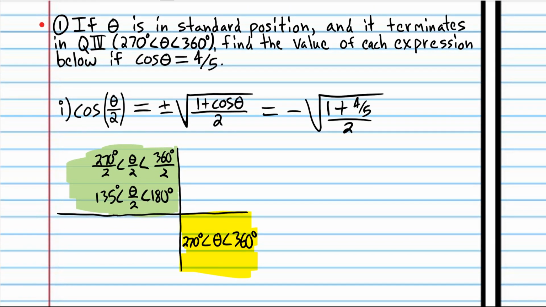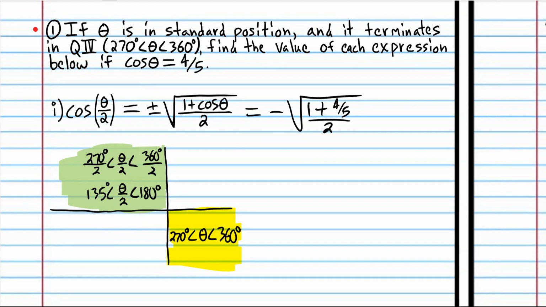And if theta over 2 is in the second quadrant, then that means cosine must be negative. Cosine theta over 2 must be negative, because this side is negative when theta over 2 is in the second quadrant.